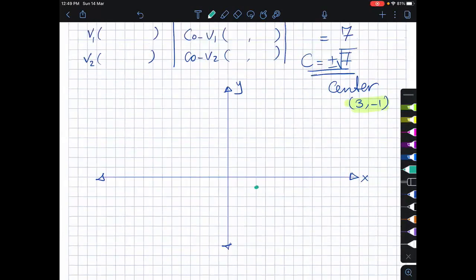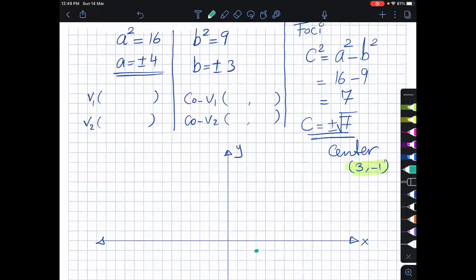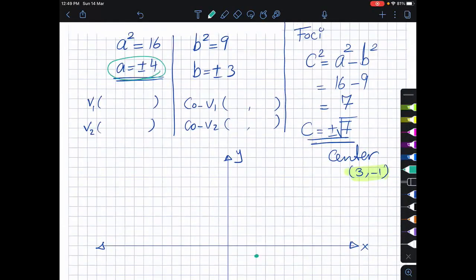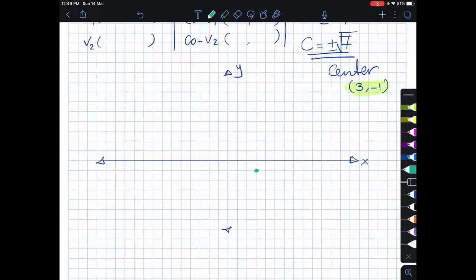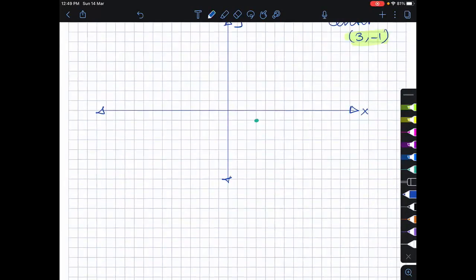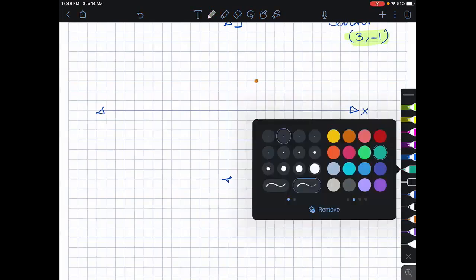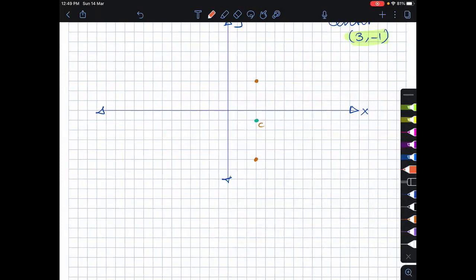Then we start moving from the center according to the vertex a. We said vertical, so 4 units up and 4 units down. We have 1, 2, 3, 4 up, and 1, 2, 3, 4 down from the center. And 3 units right and 3 units left from the center: 1, 2, 3 and 1, 2, 3. That's it. Nice. Connect the points.